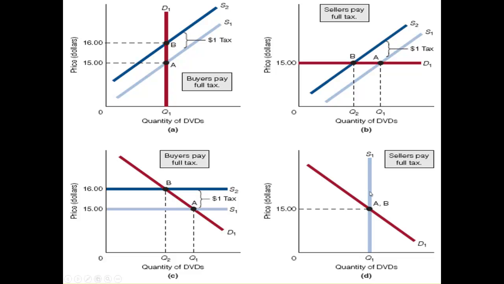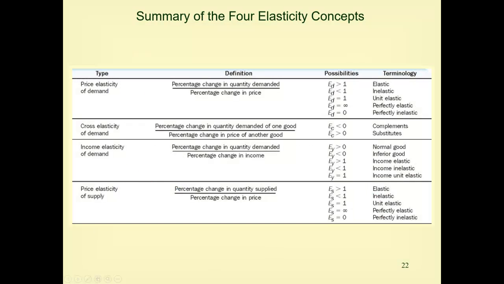Because supply cannot shift different ways, sellers really pay all the tax. Supply is perfectly inelastic. Sellers pay all the tax here. Okay, so these are 4 scenarios. Make sure you remember that for your test or quiz. And this is a summary of all elasticity, which is really good to remember.